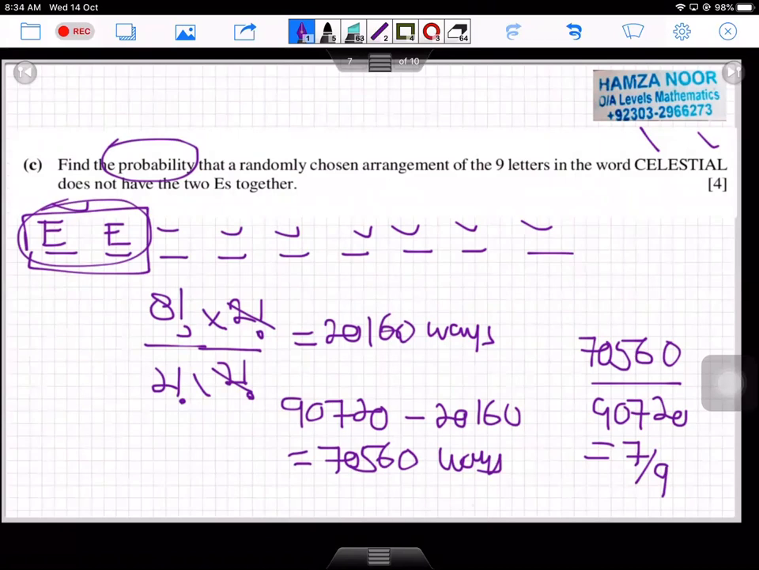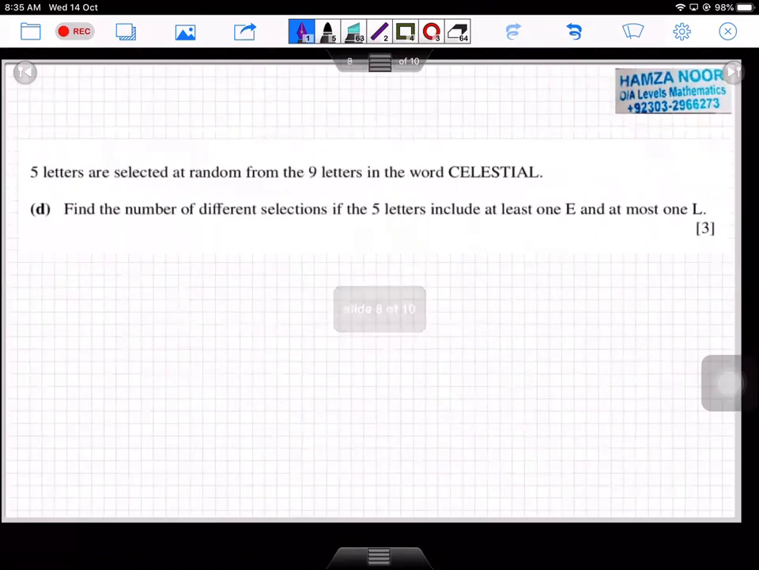You can try it on your own after watching the two previous videos: June 2020 paper 5.1 and June 2020 paper 5.2. All right, let's come on to the next part.